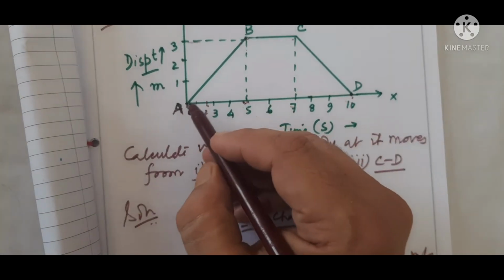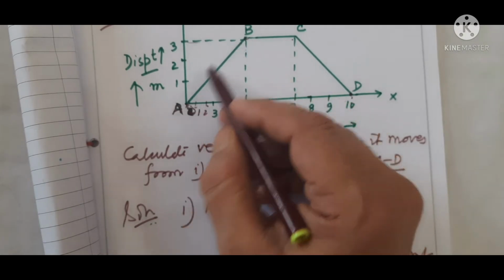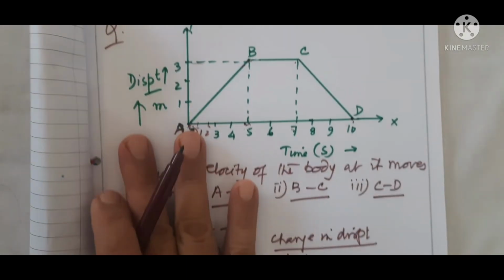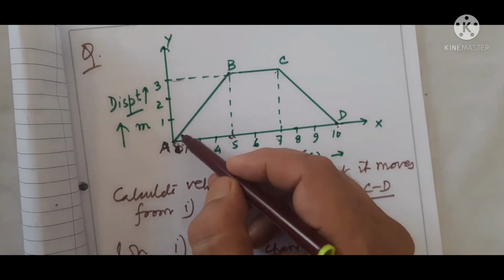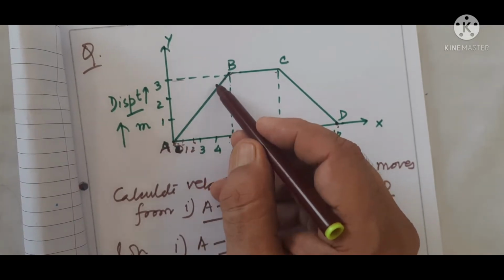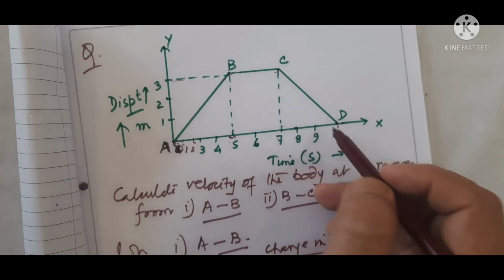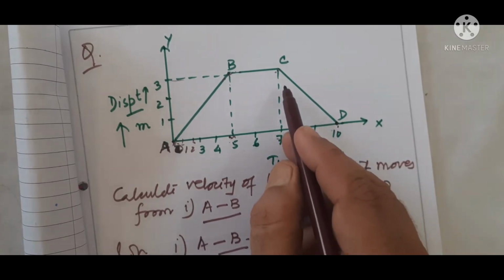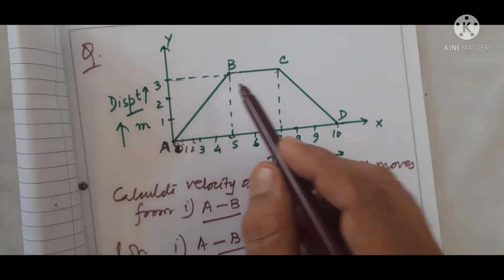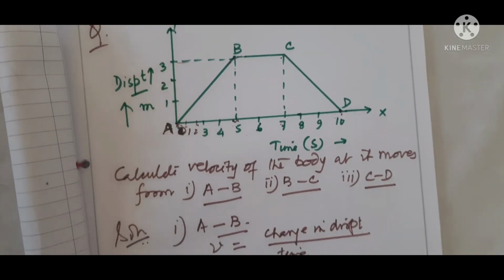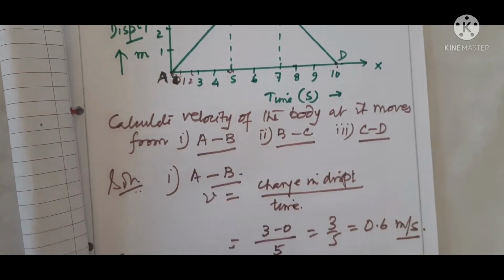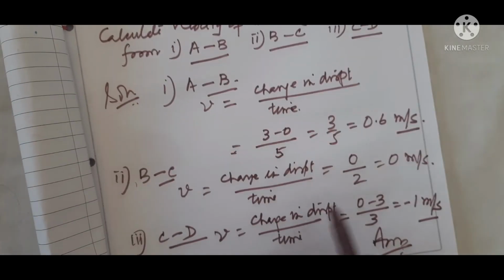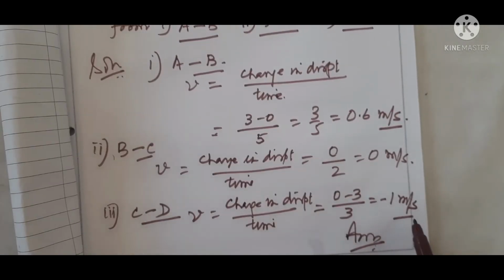तो यहाँ से यहाँ वेलोसिटी निकालना था, यहाँ भी, और यहाँ भी वेलोसिटी निकालना था. वेलोसिटी कैसे निकाले? चेंज इन डिस्प्लेसमेंट बाय टाइम, यहाँ भी, यहाँ भी. ठीक है. यहाँ पर आया कितना आंसर? 0.6 मीटर पर सेकेंड. उसके बाद बी सी के केस में 0 and here it is -1 meter per second. So definitely the object is slowing down. So -1 meter per second.